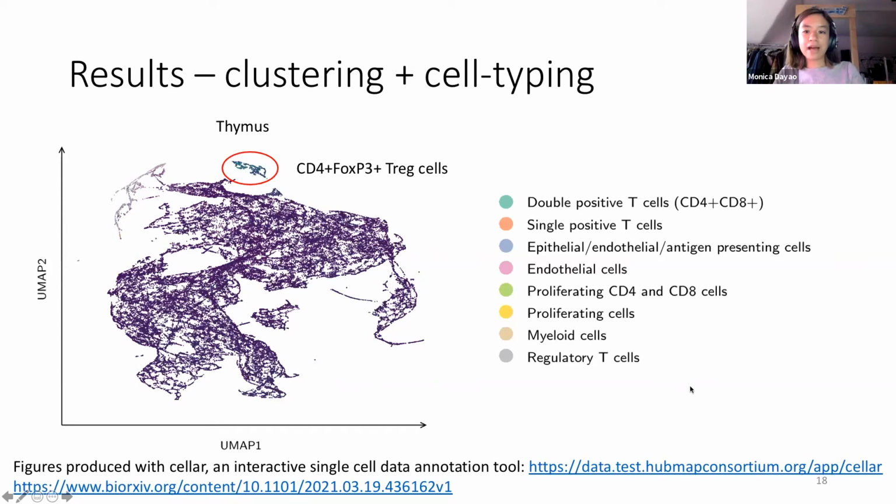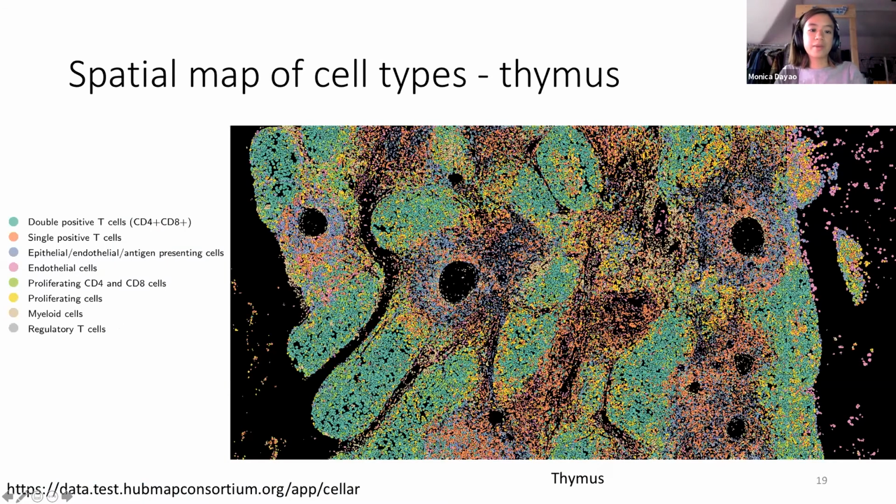We can also map these labels back to the original image just by coloring each cell based on the labels that we've given them. Here we can see some nice spatial structures in the thymus. Specifically, this teal green shows double positive developing T cells distributed throughout, which then interact with these blue cells, which are epithelial and antigen presenting cells, which then drive their selection as single positive T cells, which are the red-orange colors here.